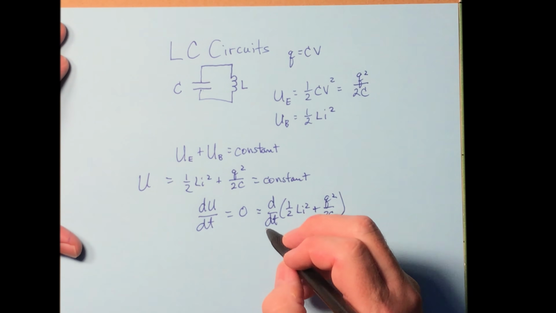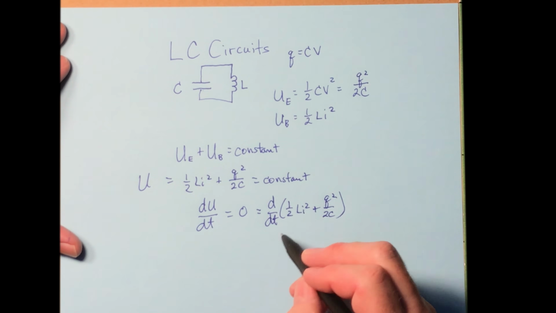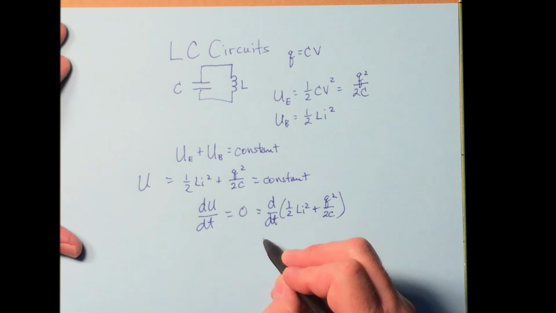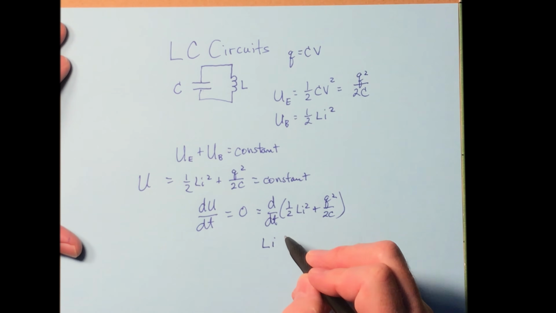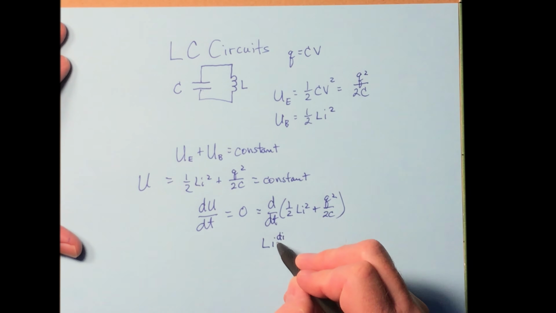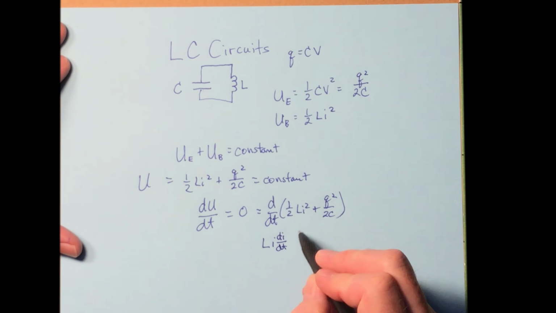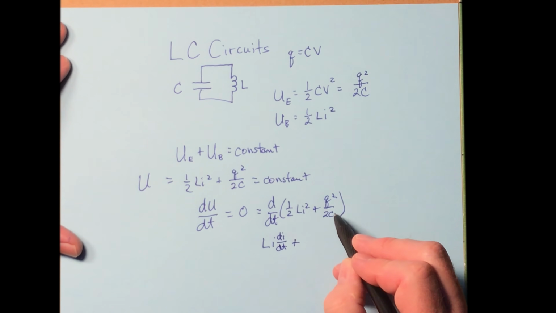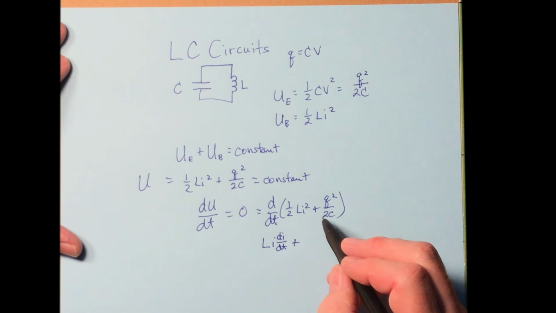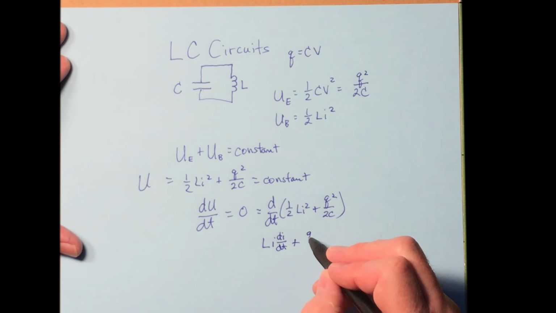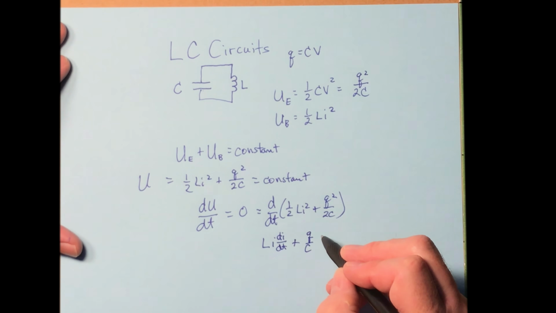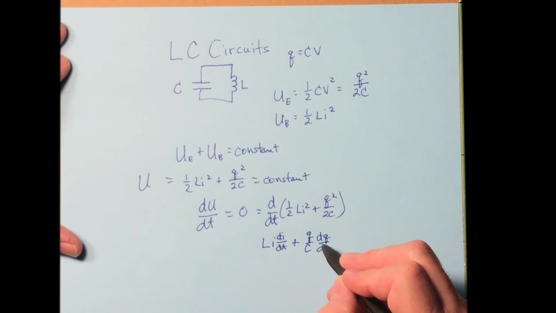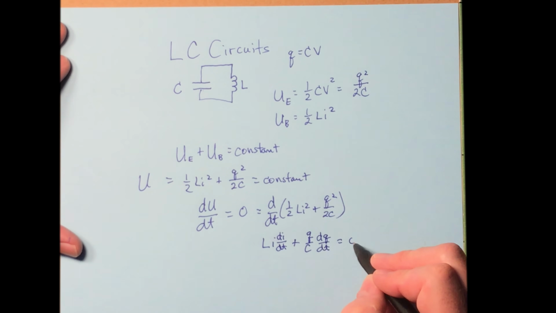All right, let's do that derivative. This is going to be Li times di/dt. That's the first term. Plus, let's see, the 2 comes down and cancels that 2. This is going to be Q over C times dq/dt. And that's equal to 0.